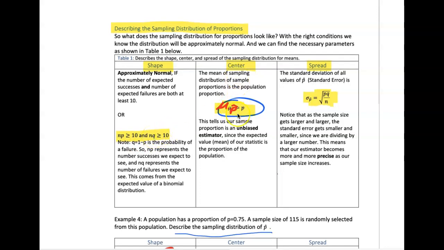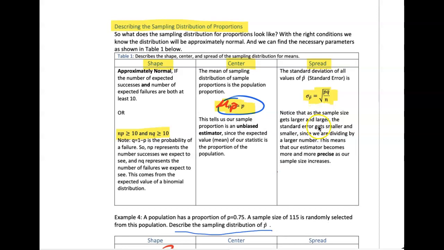We know the center of that sampling distribution, the mean of all the sample proportions, because we're doing it over and over again, is equal to the population proportion, because of the unbiased nature of a sample proportion mean. Back to that conversation of accuracy and precision that we had earlier.